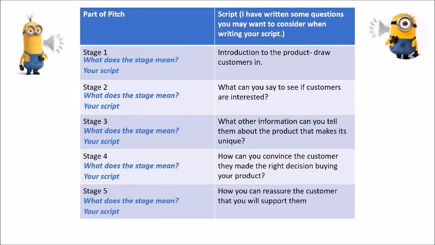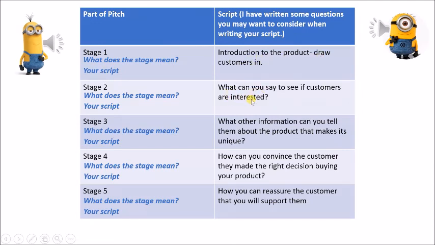First thing you need to do is, for the part of the pitch section of the worksheet, for each stage you need to fill in what that stage entails. So you've learned about this previously, but I want you to actually write what happens at each stage first. And then for each of the stages, I want you to write a small script in the box next to it. I've written some questions in there to help you.